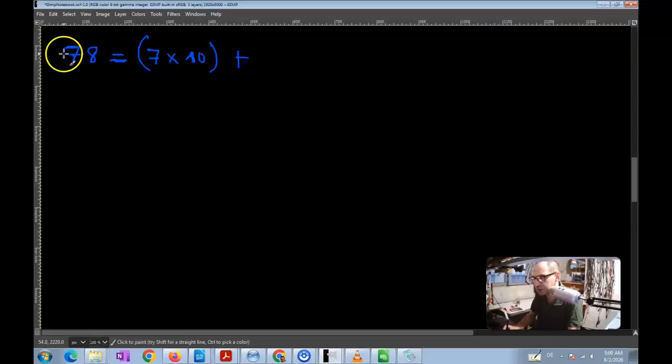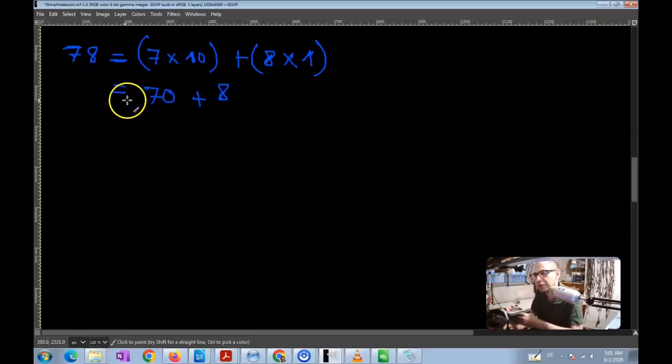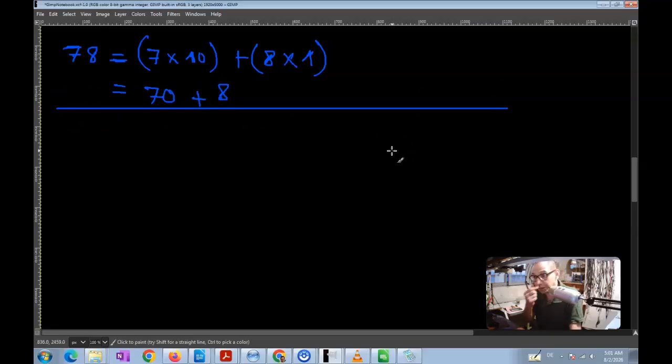And then basically this 8 is in the ones place value. That means that essentially I have 8 groups of 1. And so if I put these together, 7 times 10 is equal to 70, plus 8 times 1 is equal to 8. So 78 is nothing but 70 plus an 8, right?